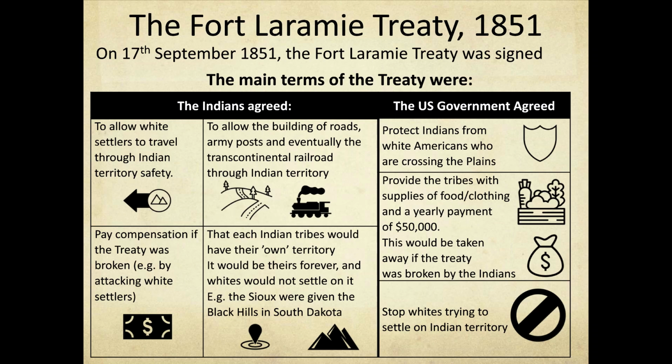The Sioux were given the Black Hills in Dakota, and they had to pay compensation if they broke the agreements by attacking white settlers. The American government agreed to protect Indians from white Americans crossing the plains, to provide the tribes with supplies of food, clothing, and $50,000 a year. This would be taken away if the treaty was broken by the Indians. It was to stop whites from trying to settle on Indian territory. Bear in mind, by giving them money and supplies, they are starting to make the Indians reliant on the whites, which would help to control them later.